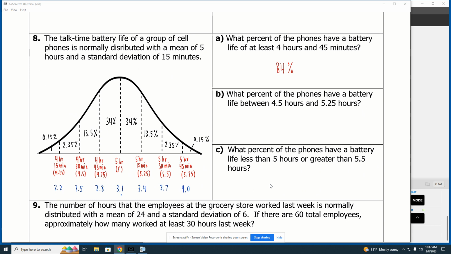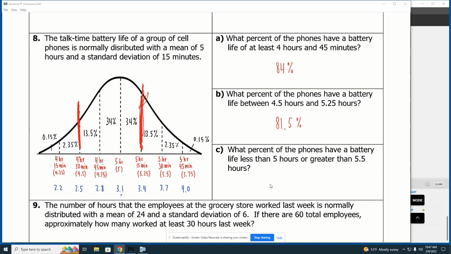84%. Next one. What percent of the phones have a battery life of between 4.5, that's here, 4 hours and 30 minutes, and 5.25, 5 hours and 15 minutes. So we're finding between those two big red lines. So what percentage falls there? 81.5%. With me? All right, that's done.